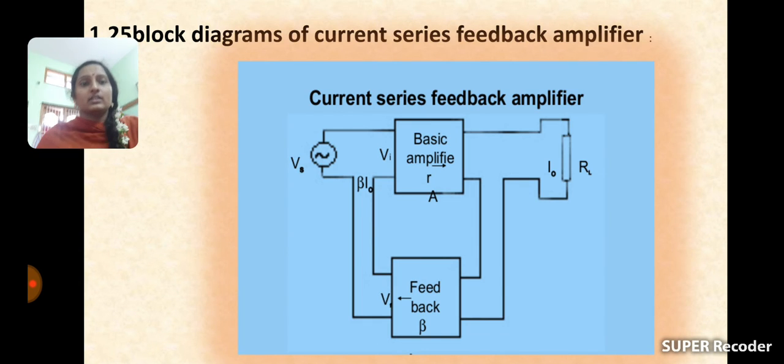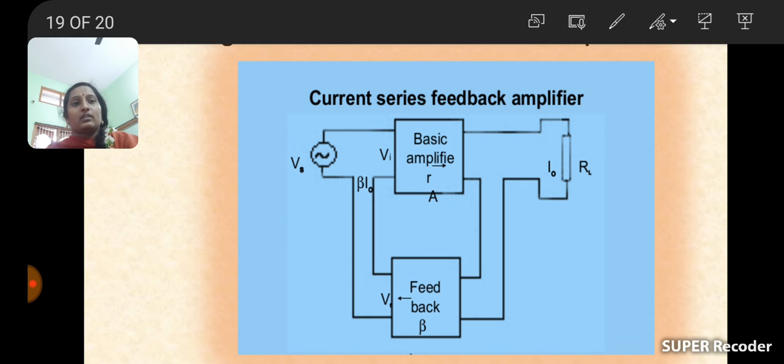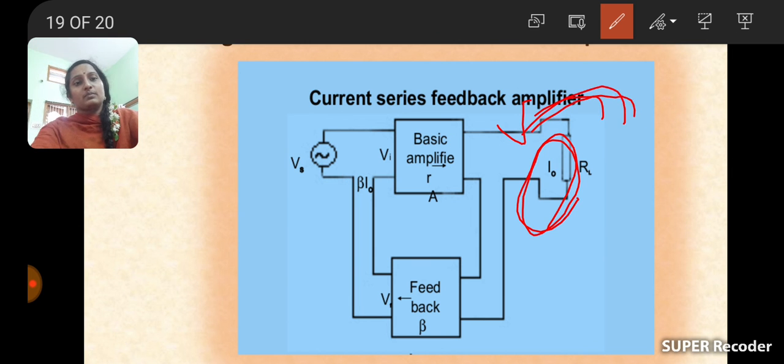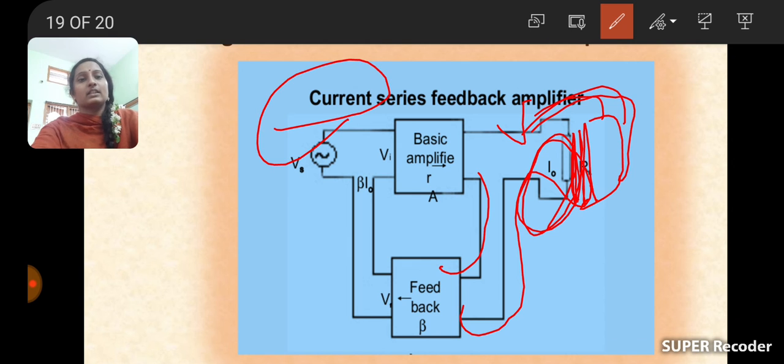See, this is the diagram of the current series feedback amplifier. Here the parameter we would like to collect is current, and it is indicated with I naught. The amplifier gives voltage; if the current is passed through a resistor, we get a voltage. If it is directly connected, lowering the resistance, to the feedback network, then that is called a current network.